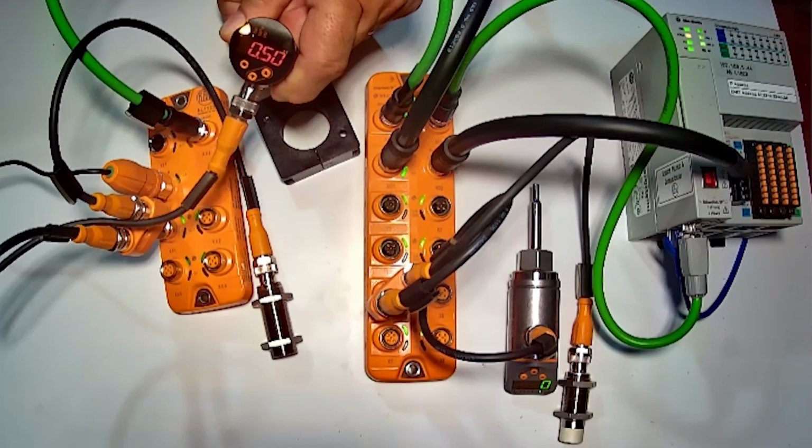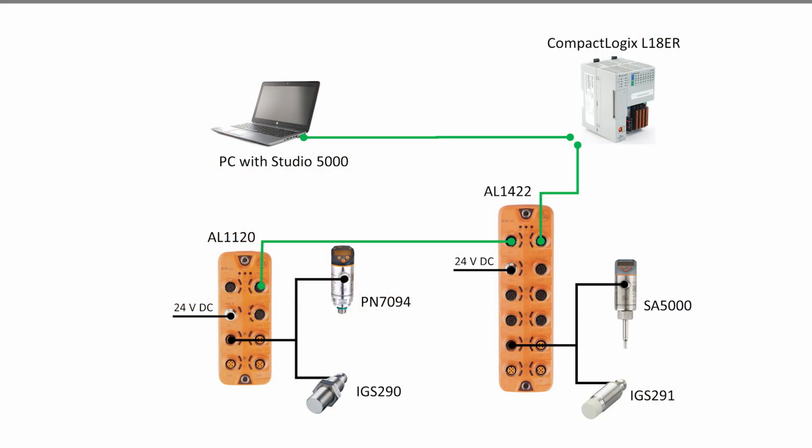Let's first take a look at the hardware. If you want to read in an additional binary signal via an IO-Link port, there is one point you should pay attention to, depending on the master used. Therefore, an AL1120 standard line master and an AL1422 performance line master are used in this configuration to show the two possible variants. The masters are connected to a CompactLogix L18ER PLC with Ethernet IP interface.